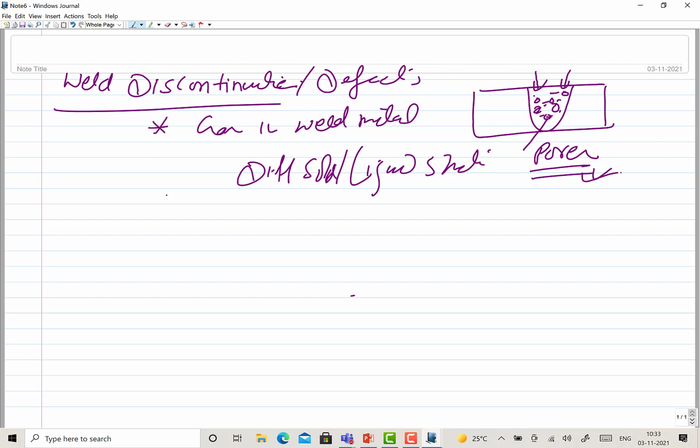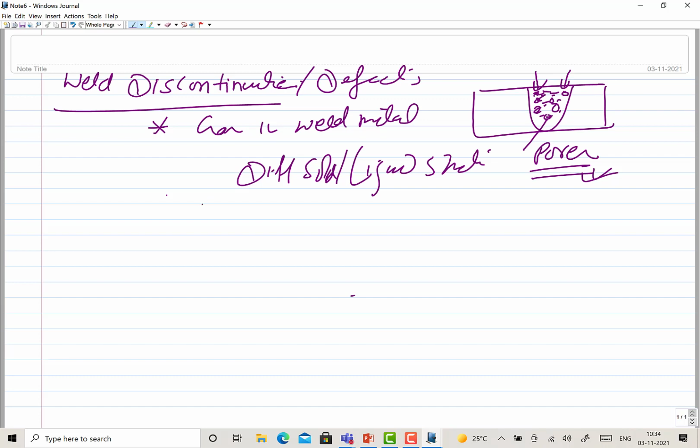Okay. So anything that permits longer time for the gases to escape from the molten metal, like a reduced cooling rate, will lead to increased solidification time. So a lot of time will be available for the gases to come out of the molten metal. Okay. So your gas rejection tendency will be increased and porosity will be reduced.